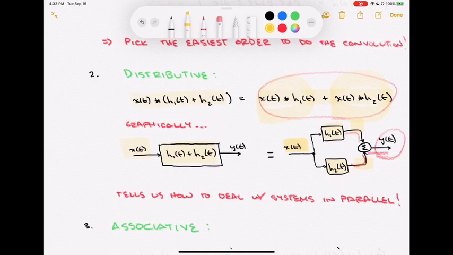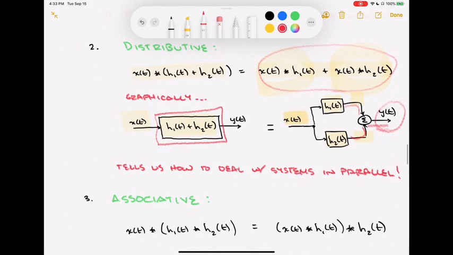This distributive rule, really, from a systems perspective, tells us how to deal with systems in parallel. If you have a system H1 in parallel with a system H2, you can come up with an equivalent single block system whose impulse response is just the addition of the two individual impulse responses, H1 plus H2. Really easy to find the overall impulse response of the combined, the total functionality of those systems in parallel. You just add their impulse responses. So for systems in parallel, the overall impulse response is just the sum of the individual impulse responses.